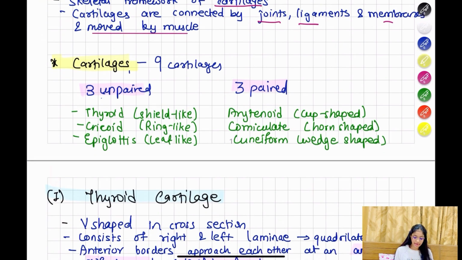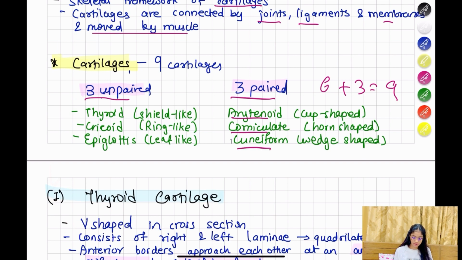There are 9 cartilages in the larynx. There are 3 unpaired and 3 paired. 3 paired means total 6, and 3 unpaired means single 3. So total will be 9. Now what are the 3 unpaired cartilages? Thyroid, cricoid, epiglottis. When you see it in a 3D model, like when you actually see the larynx, then you will not have to make efforts to remember. And the 3 paired are arytenoid, corniculate and cuneiform.